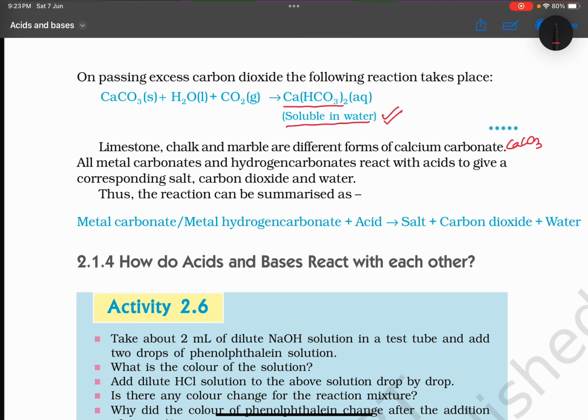All metal carbonates and hydrogen carbonates react with acids to give the corresponding salt, carbon dioxide and water. The reaction can be summarized as: metal carbonate or metal hydrogen carbonate plus acid gives salt, carbon dioxide and water. Whatever we have observed till now, we have written here.